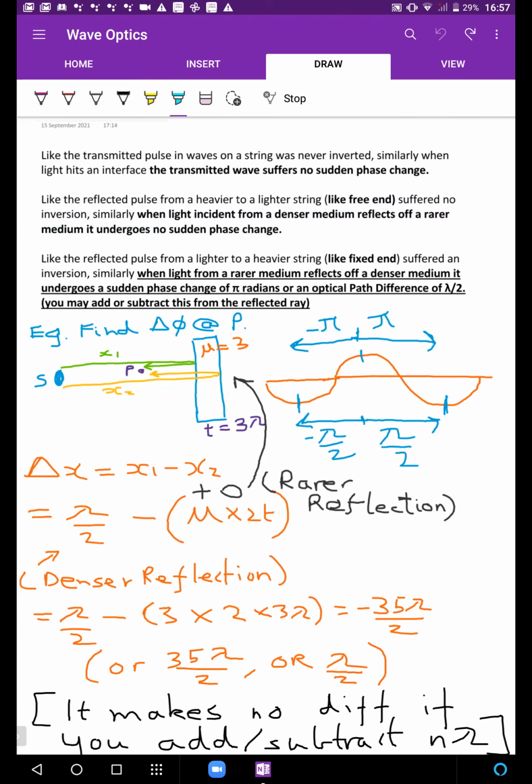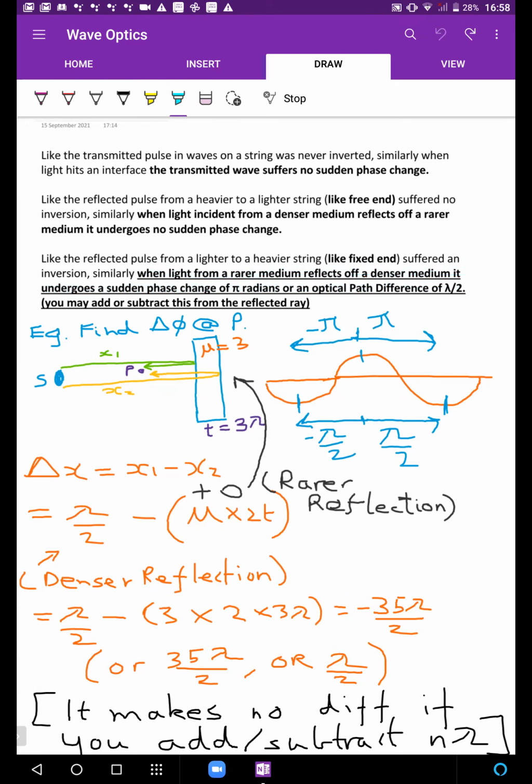यहाँ पे जब ये denser medium से reflect होगा, when light from a rarer medium reflects off a denser medium, it undergoes a phase change of pi radians and an optical path difference of lambda by 2. मतलब तुरंत वो उल्टा हो जाता है. वहाँ पे extra, it's as good as it traveled an extra distance of lambda by 2. Okay, there was a sudden phase change of pi. So you may subtract, if you want, or add lambda by 2 for this ray while calculating the path difference.